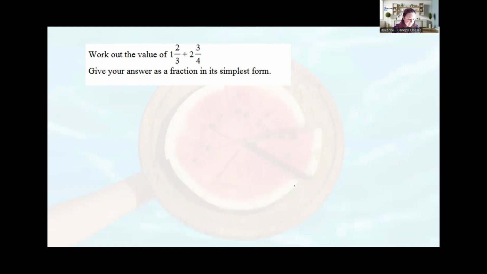So 1 times 3 is 3. Add that to the top, so add 2 is 5. So we've got 5/3. And then 2 times by 4 is 8. 8 added to 3 is 11, so 11/4.